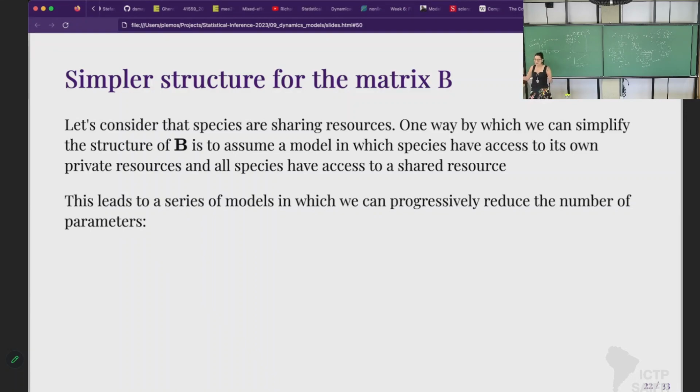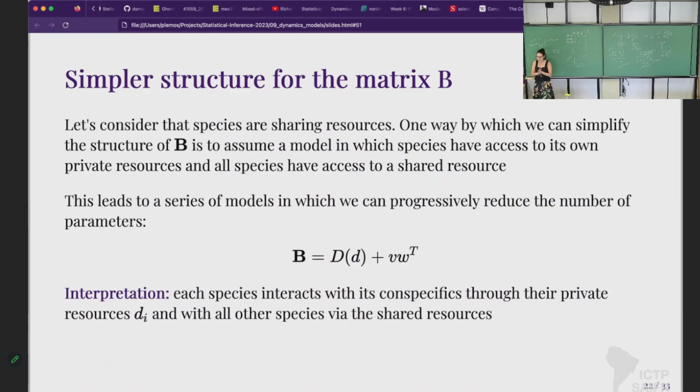This kind of assumption about different resources is going to lead to a series of models in which we can reduce the number of parameters more and more. This means that we can fit data that are not as good as the native and non-native, the Kuibin data set. Our fit is not going to be as pretty as before, but we can still learn about these different systems.